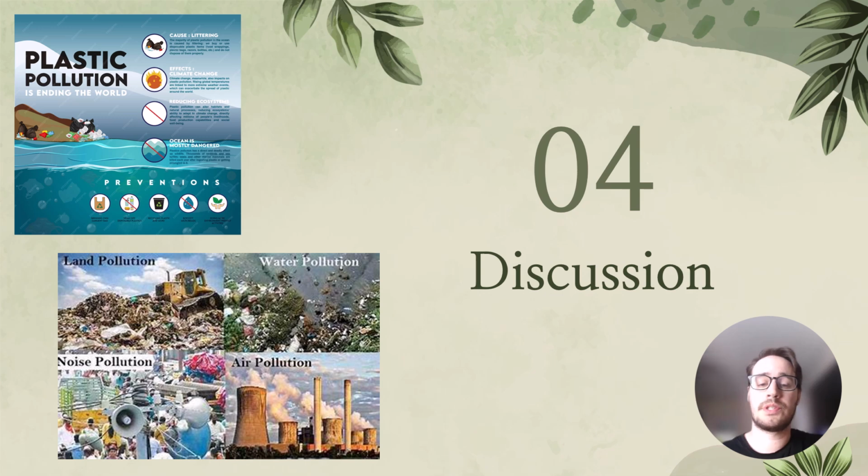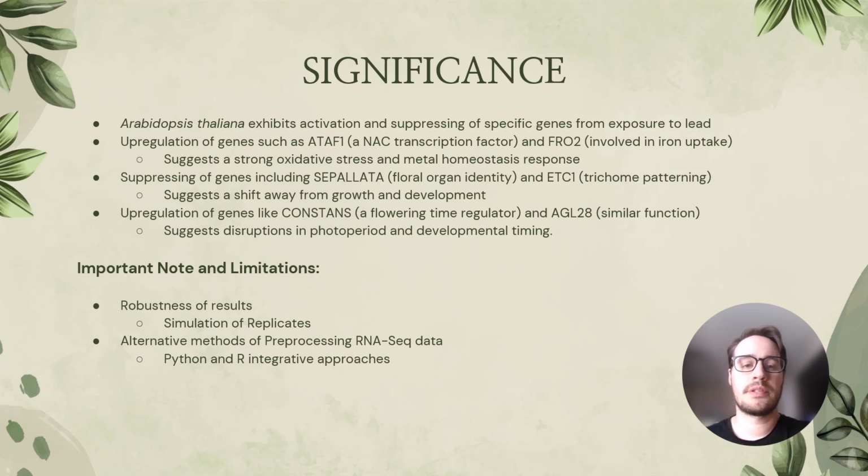Moving on to the discussion, we ask, what do these results imply? So our analysis indicates that Arabidopsis mounts a coordinated genetic response to lead exposure. Consistent with previous research on heavy metal stress, we observed the upregulation of known stress-related genes like the transcription factor ATAF1 and the iron transporter FRO2. This suggests the activation of defense mechanisms likely related to oxidative stress and maintaining metal balance.